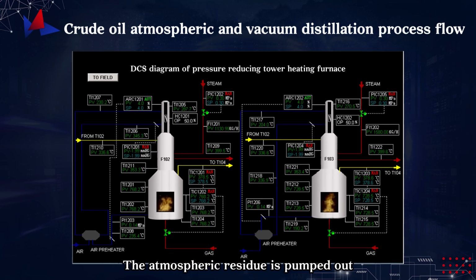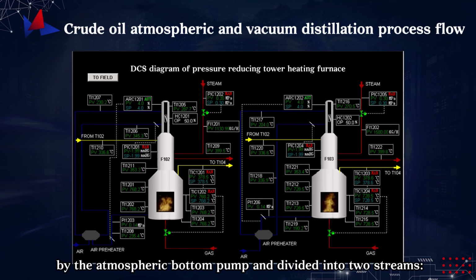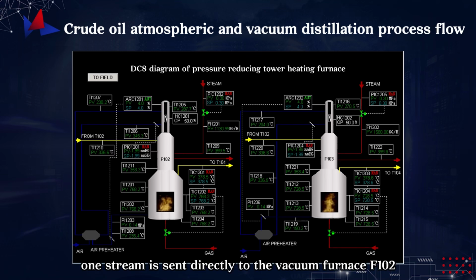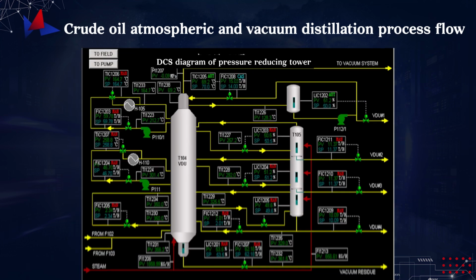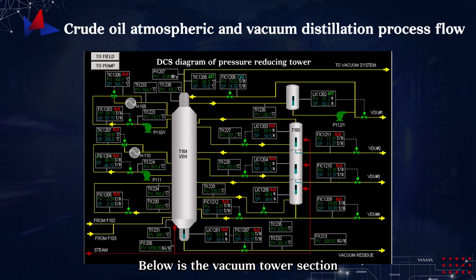The atmospheric residue is pumped out by the atmospheric bottom pump and divided into two streams. One stream is sent directly to the vacuum furnace F102, heated, and then goes to the vacuum tower for separation. The other stream is exchanged and then sent to the catalytic cracking unit. Below is the vacuum tower section.